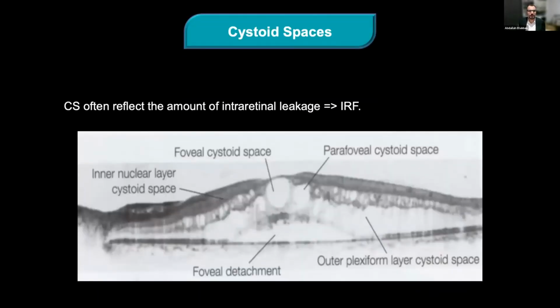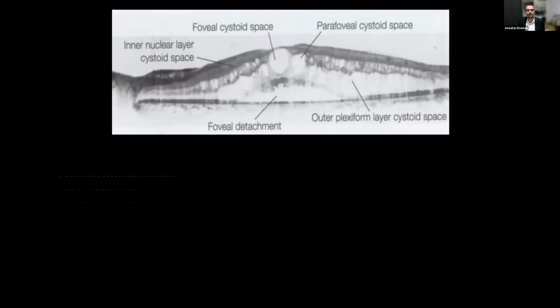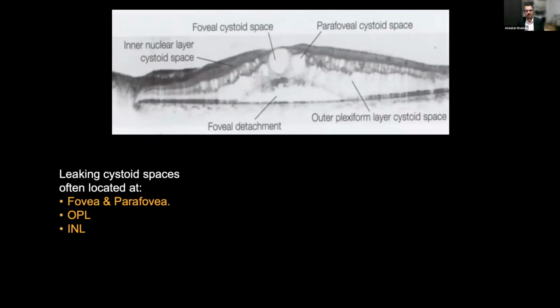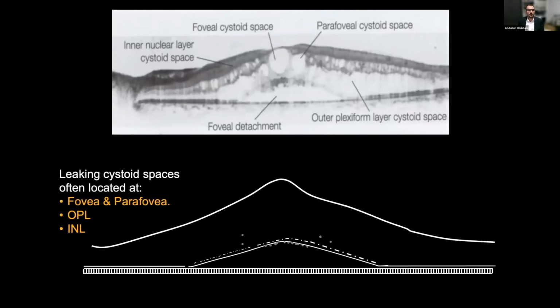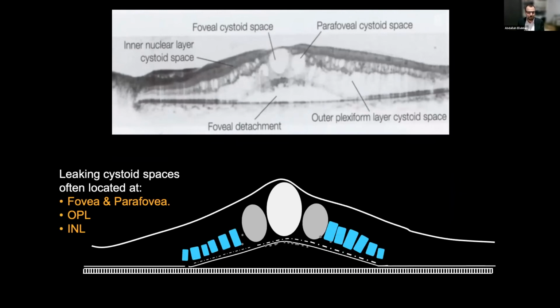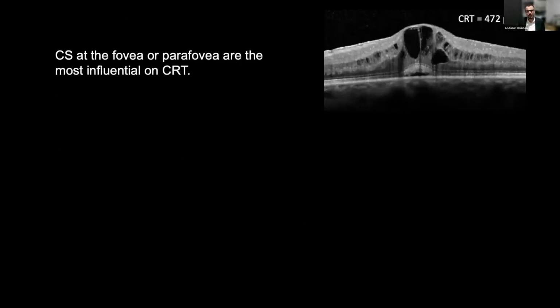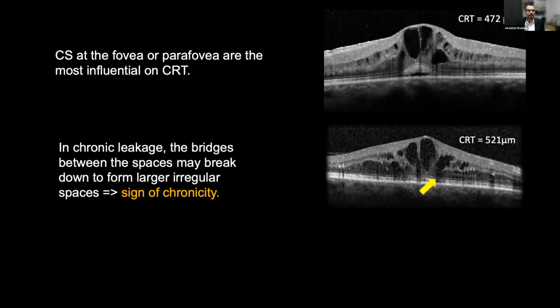Starting with these cystoid spaces, as you all know, this reflects the amount of the leak. They can occur in different layers in the retina. So generally, we can see them at the fovea and the parafovea. And we look at trying to quantify these cystoid spaces. Those at the fovea or the parafovea are the most influential on central retinal thickness.